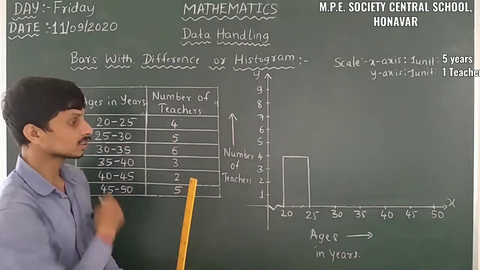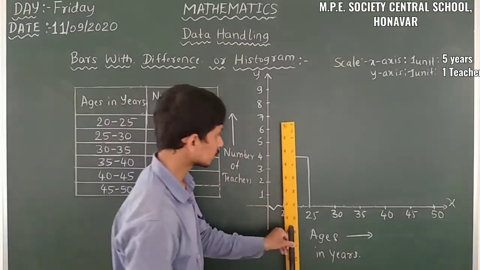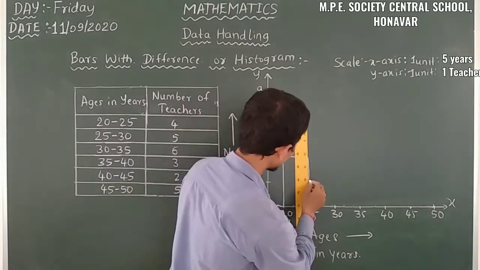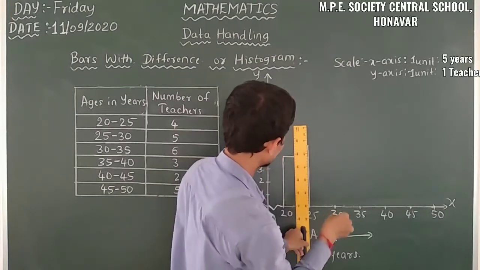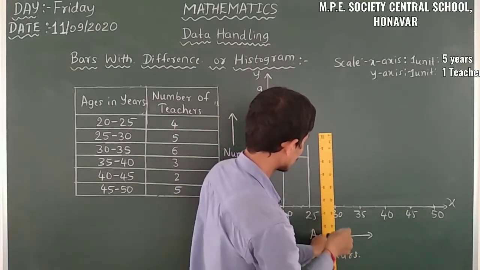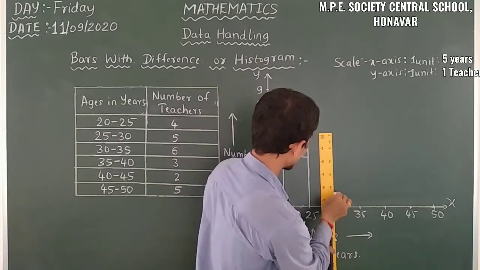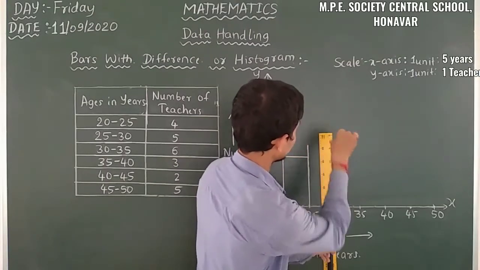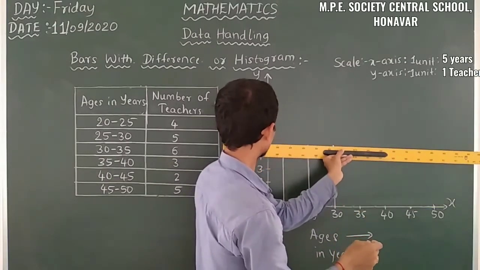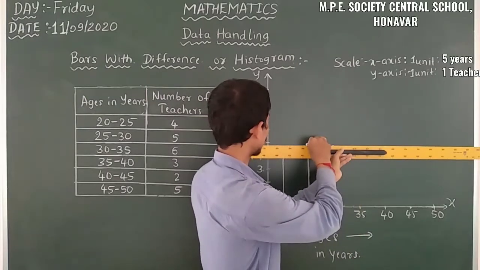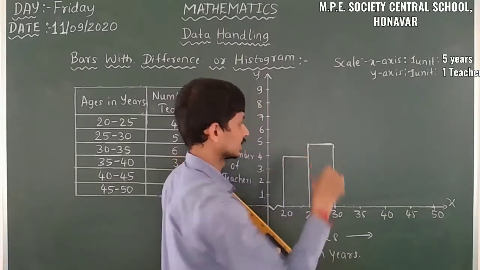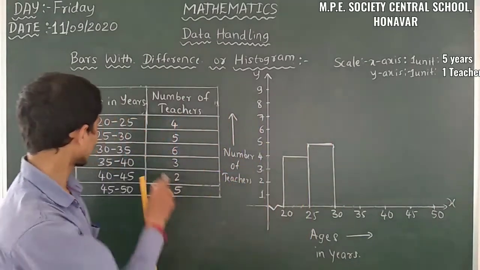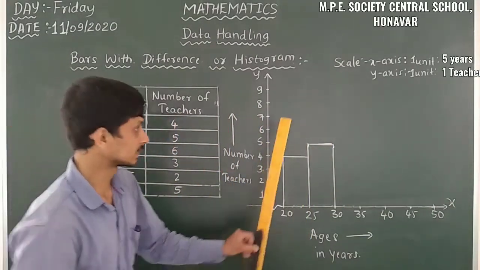Then 25 to 30, 5 teachers are there. So here we have to take like this. Up to the mark of 5. Here also we have to take up to the mark of 5. Then we have to take the horizontal line, like this. So it is representing 5. Then 30 to 35, 6.